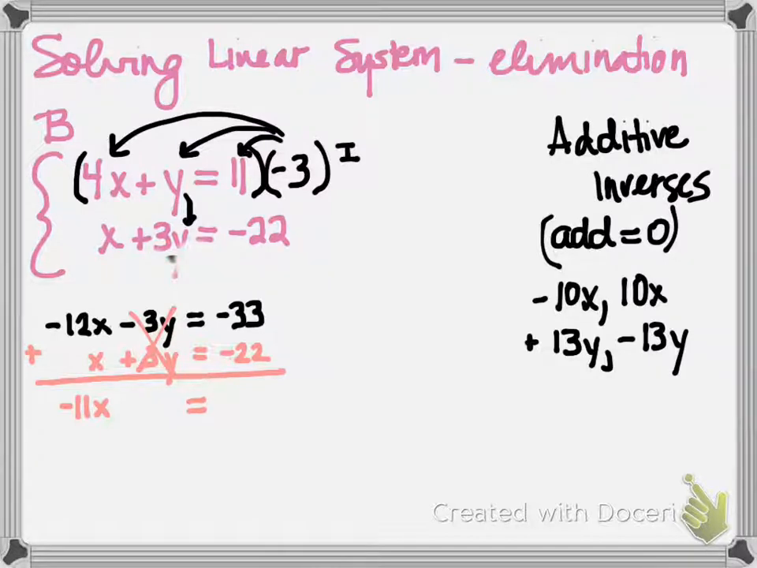Negative 33 plus negative 22. Be very, very careful, people. I see all sorts of crazy mistakes with these. If I borrowed $33, and I borrowed another 22, I have now borrowed 55.